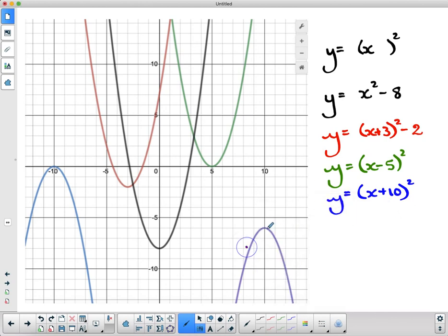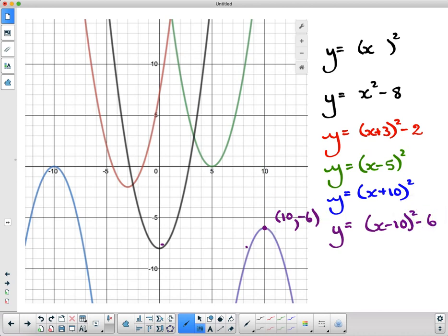way over here, that vertex is at 10 and negative 6. So when we write that equation, we're going to go y equals x, and it's 10 forward, so it has to be minus 10 squared, and then it's been shifted down, so that's negative 6 on the end.